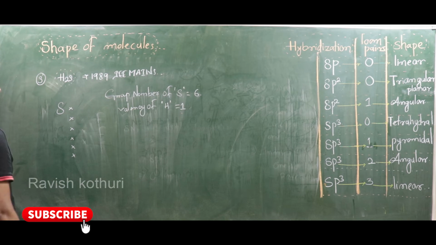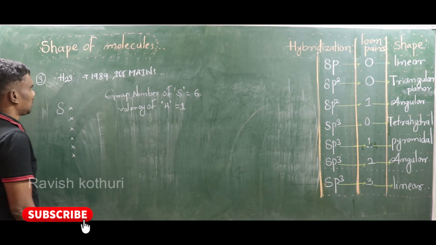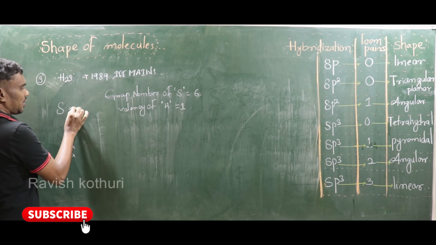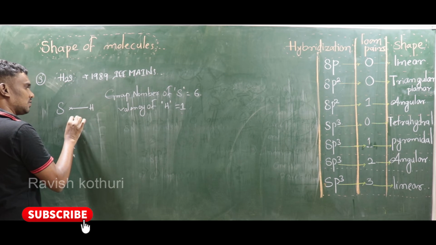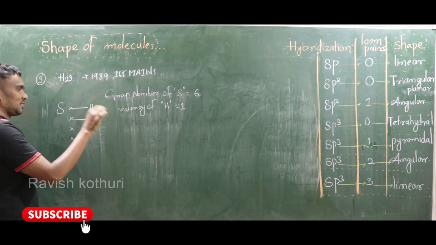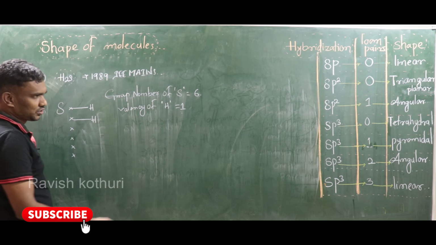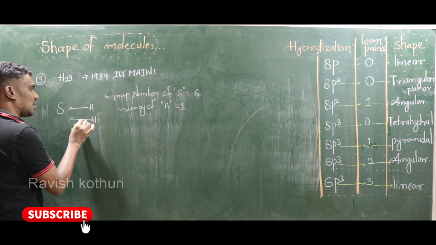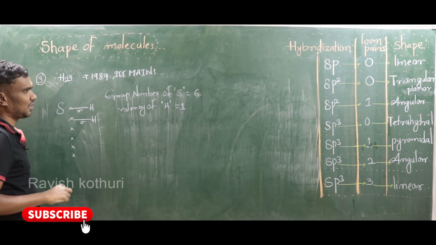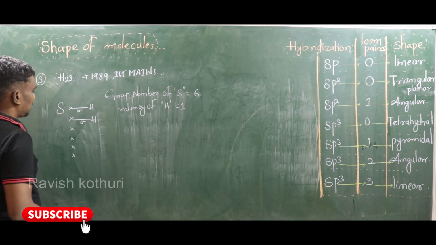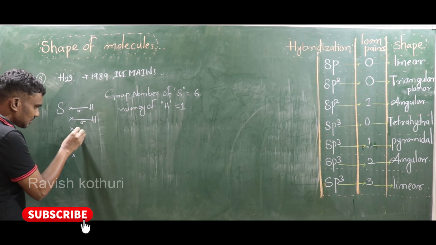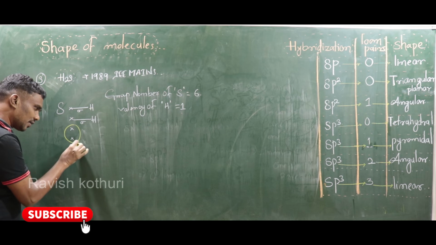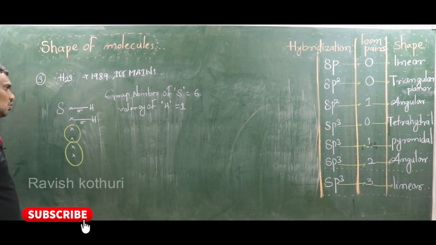Clear? Now here observe carefully. How many hydrogens are there? 2 hydrogens are there. First hydrogen, second hydrogen, right? All single bonds are sigma bonds. Just now we discussed here. This is 1 sigma. This is 1 sigma. Right? Clear? Now what about the lone pairs? This is 1 lone pair. This is another lone pair.